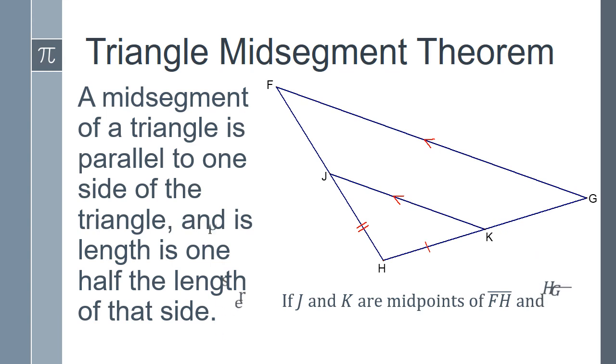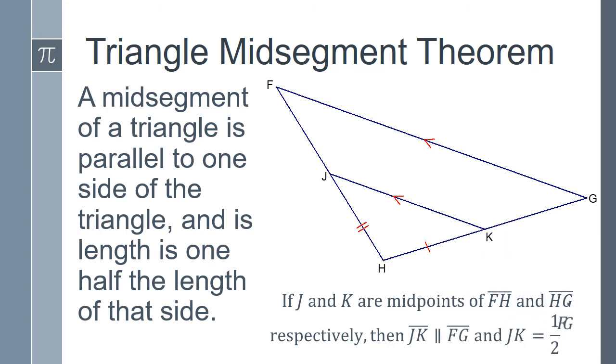Okay, so the triangle midsegment theorem states a midsegment of a triangle is parallel to one side of the triangle, and its length is 1/2 the length of that side. So if J and K are midpoints of segment FH and segment HG, respectively, then segment JK is parallel to segment FG, and JK is 1/2 of FG.